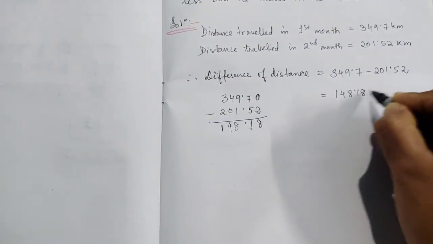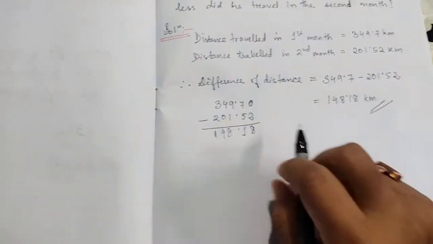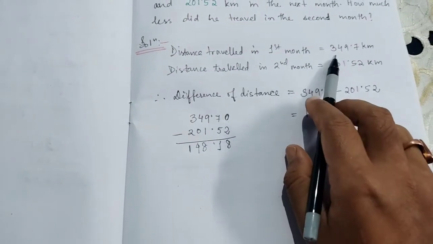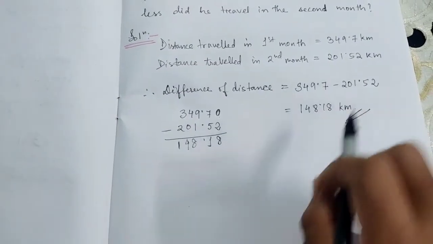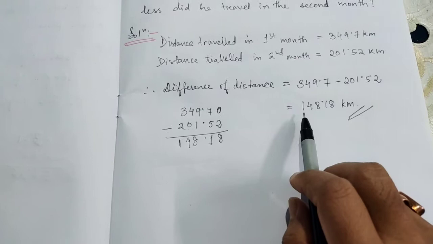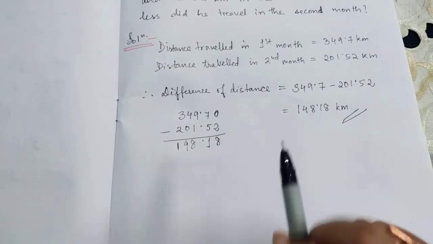So you will get 148.18 kilometers. In the first month he travelled this much, in the second month this much. That means in the second month he has travelled 148.18 kilometers less.